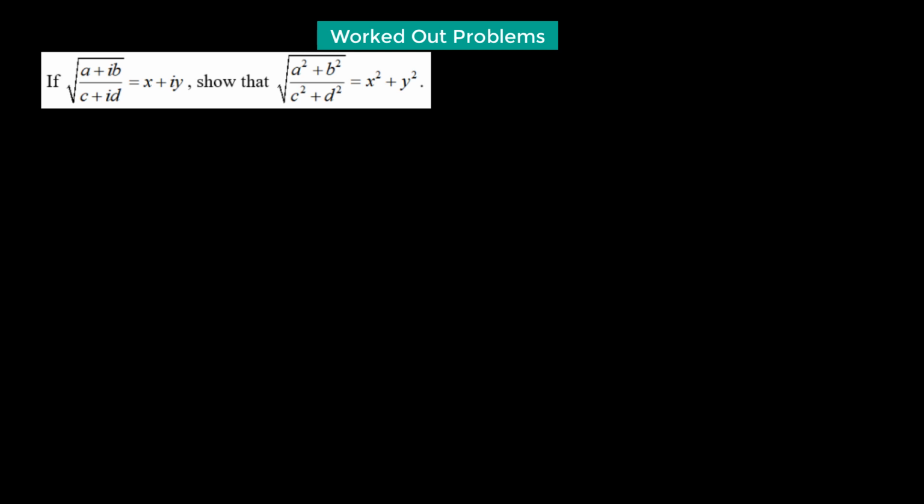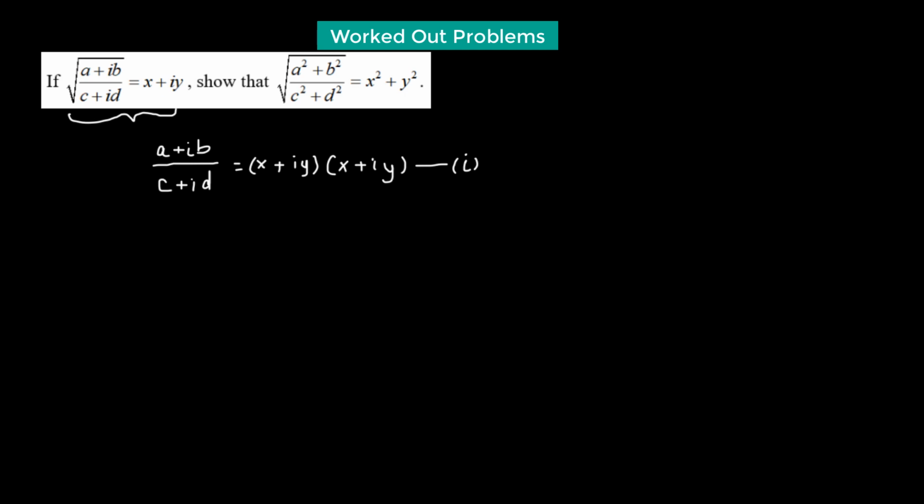So here we have the square root of (a + ib)/(c + id) equals x + iy, and we have to show that the square root of (a² + b²)/(c² + d²) is equal to x² + y². So let us begin by taking the square on both sides of the given equation. That will give us (a + ib)/(c + id) equals (x + iy) whole squared. So instead I'm writing it as (x + iy)(x + iy). Let this be equation number 1.